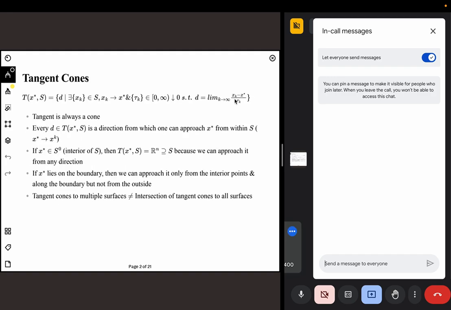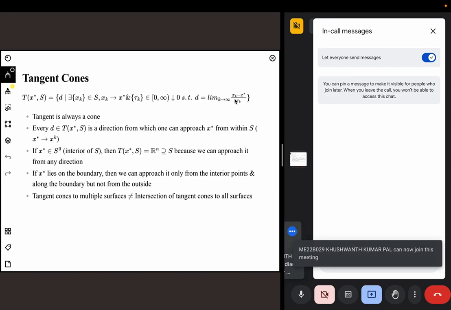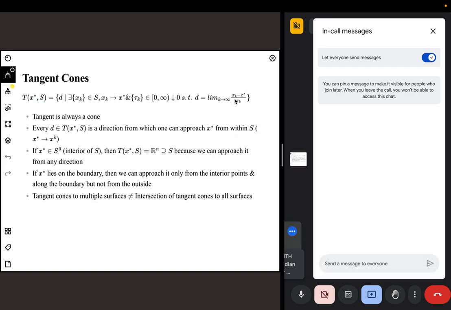So the first concept is the tangent cones. The definition goes like this, where the tangent cone is denoted by this, where x star is a point and S is the feasible region. Then we define the set of vectors D, where D is a vector such that there exists a sequence xk belonging to this feasible region.